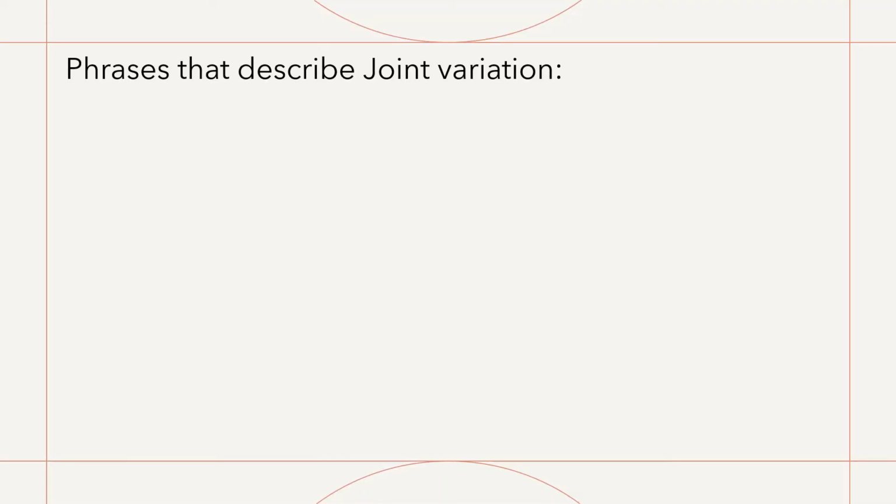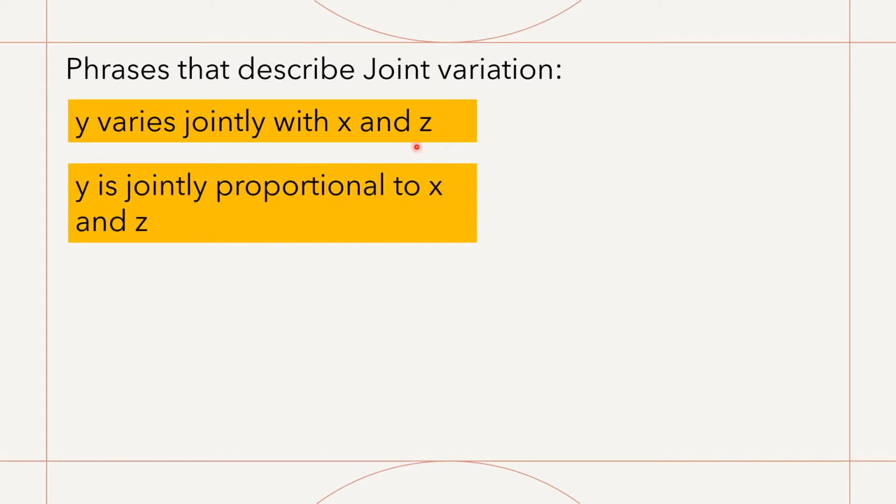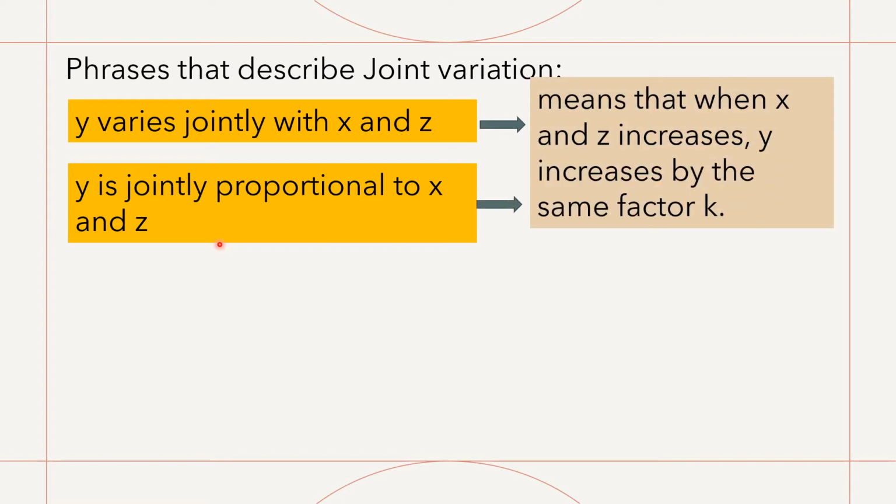So here now are the phrases that describe joint variation. Y varies jointly with x and z. Take note, jointly with x and z. Y is jointly proportional to x and z. It means the same thing. So this means that in joint variation, when x and z increase, y increases by the same factor. So it is really the same as direct.